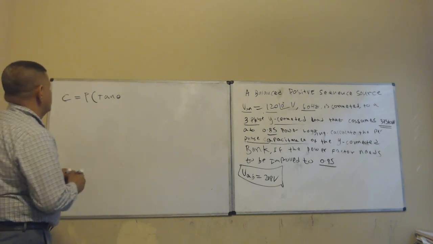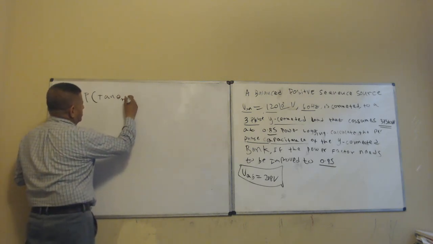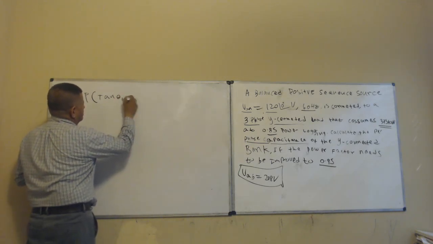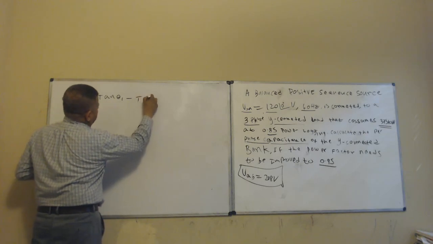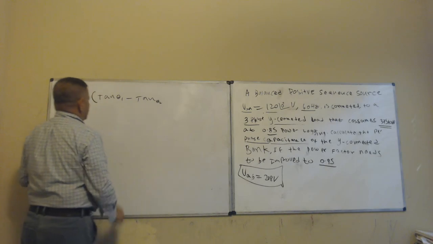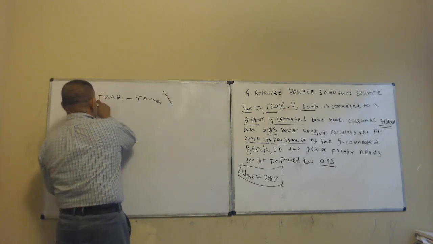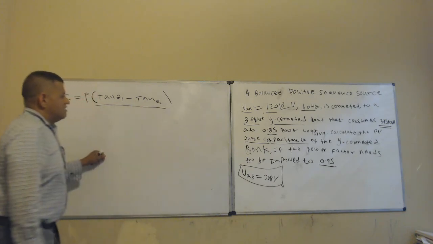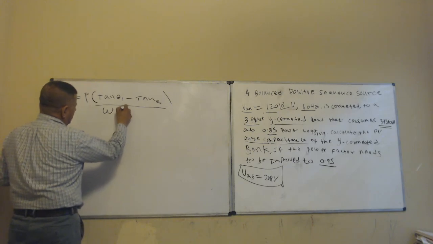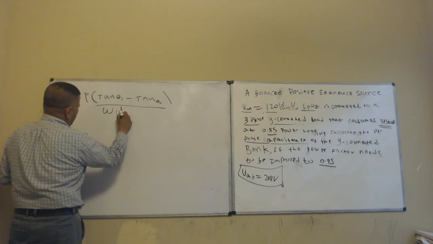Yeah. So tangent of theta 1 or 2, minus tangent of theta 2, right? Now, in here, we need to do something, right? The bottom we have to divide it by omega V RMS squared.